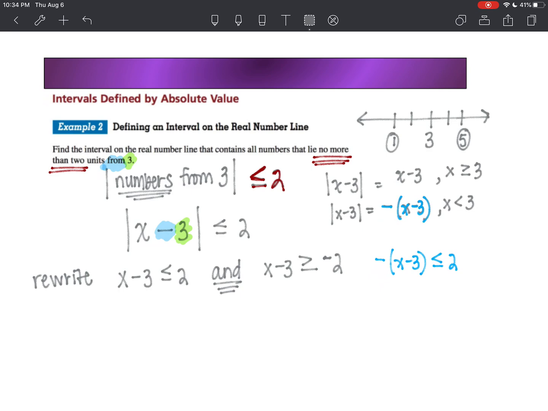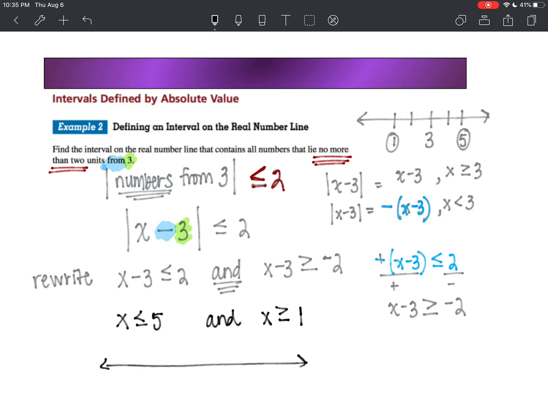Or, watch this, I can divide both sides by a negative. This is some fancy stuff right here. Divide both sides by a negative 1, and you get x minus 3 because a negative divided by a negative is a positive. But because we divided both sides by a negative, we flip the symbol. And then 2 divided by a negative is negative 2. And that's why that works. Okay, I hope that was fun for you. x is less than or equal to 5, and x is greater than or equal to 1.